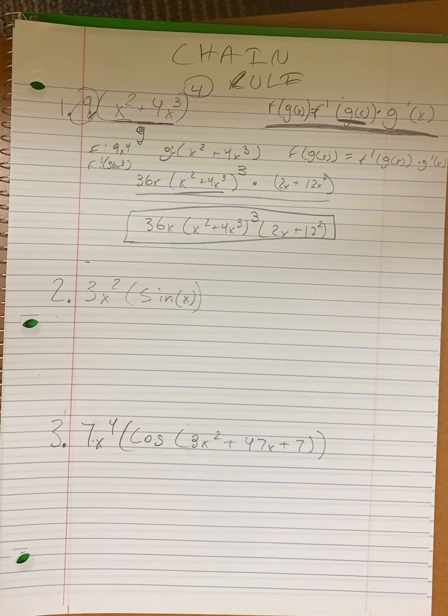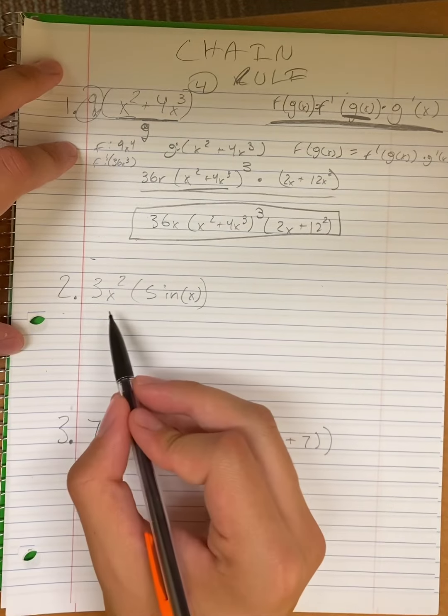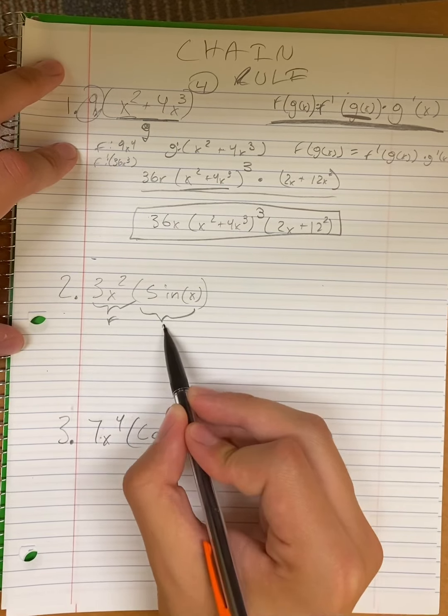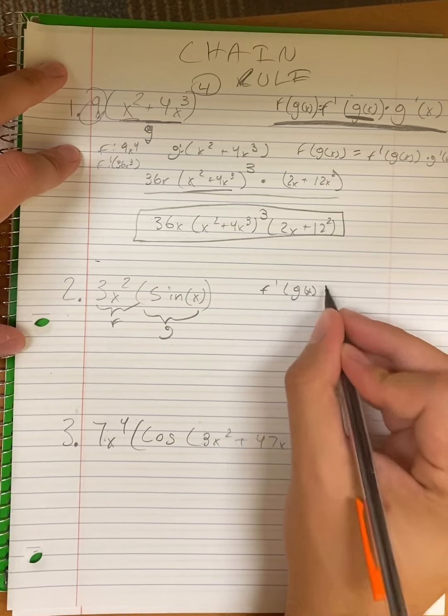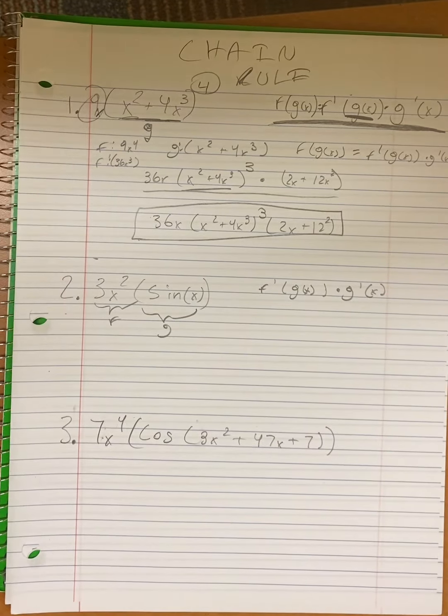All right, let's start off with the next one. 3x squared times sine of x. So the function on the outside, this is going to be our f, this is going to be our g. Remember what we said before, we're going to do f prime times g of x times g prime of x. That's the chain rule. That's essentially what you need to know. Now, let's do it. F prime, 3x squared. The derivative of that is going to be 6x. So we're going to have 6x times sine of x.